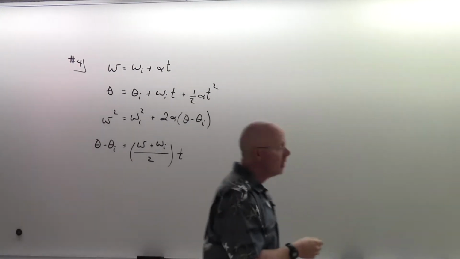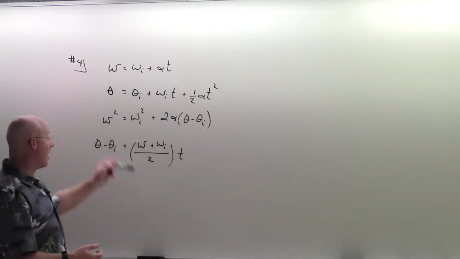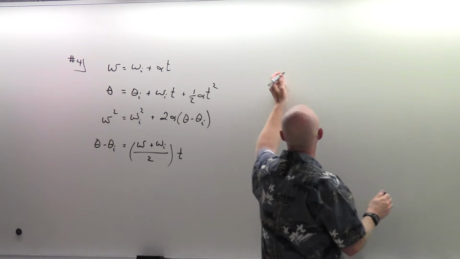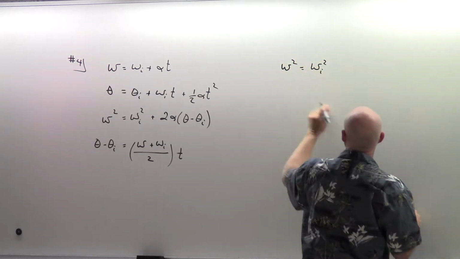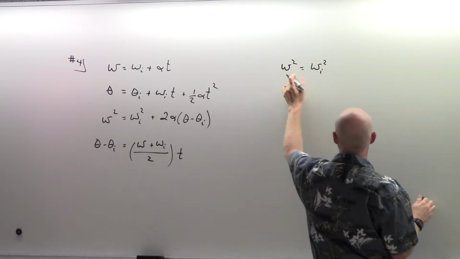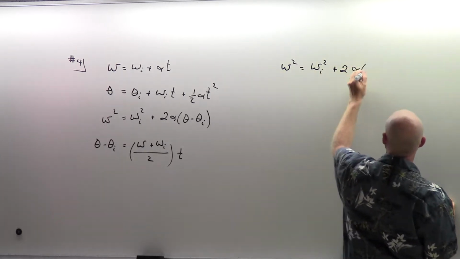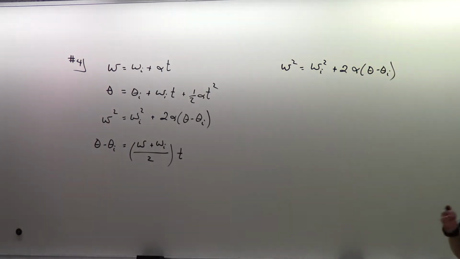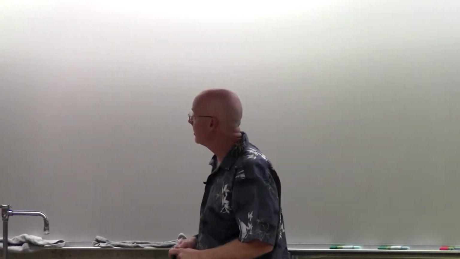Now granted, you could solve number 1 for time and plug it into number 2, but that is how we got number 3. So I'm going to jump right here to number 3 and then write it here. The final speed squared is equal to the initial speed squared plus 2 times the acceleration times the distance traveled, or in this case, angle rotated, since we're talking about rotation.